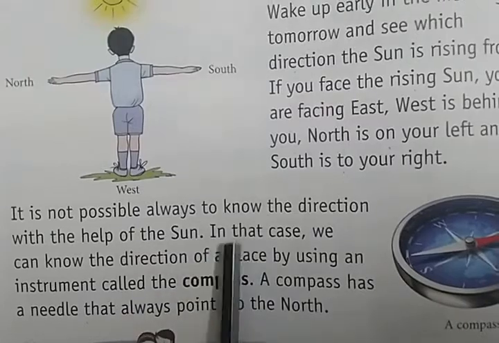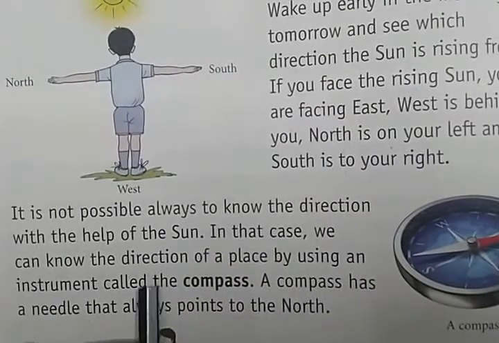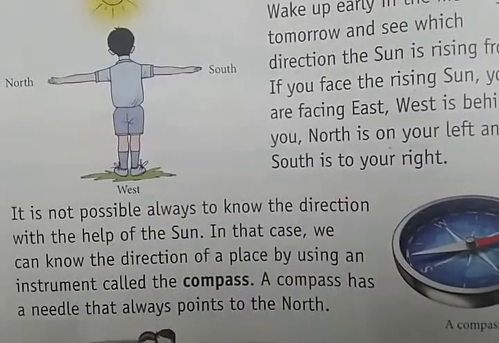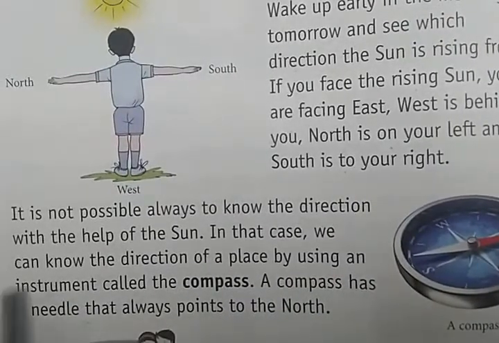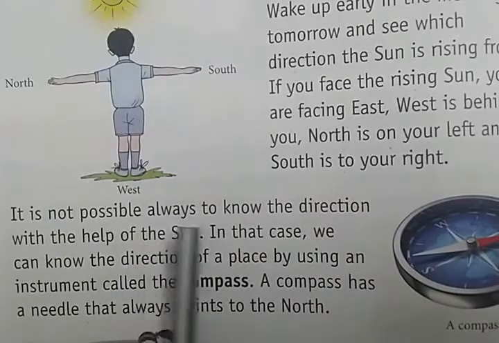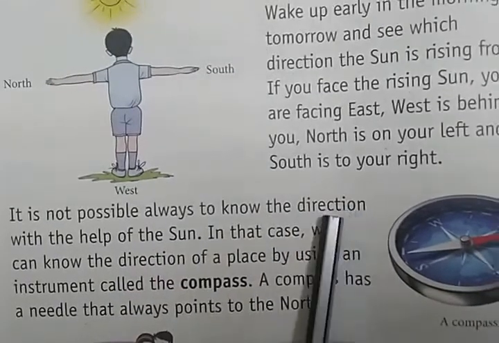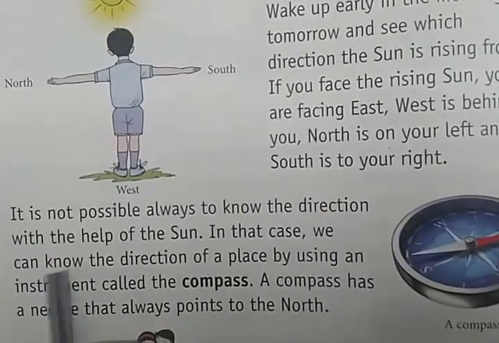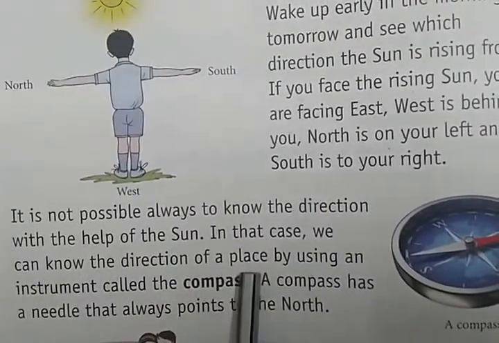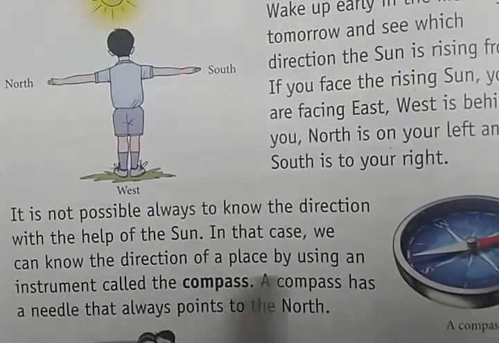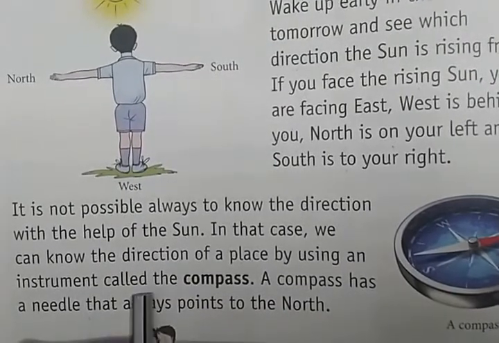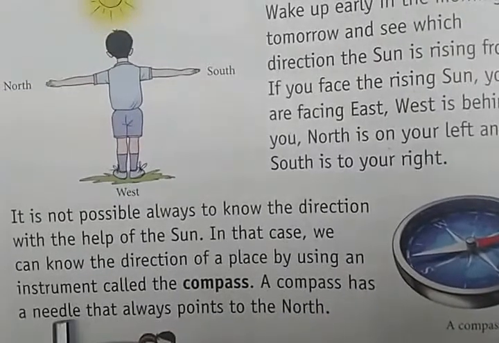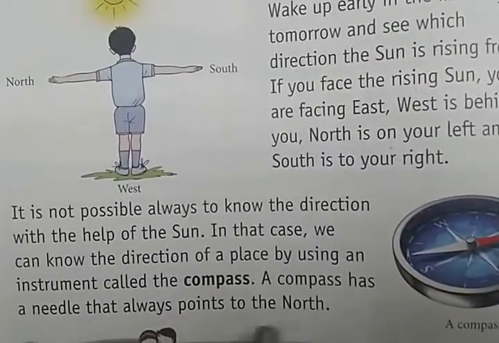In that case we can know the direction of a place by using an instrument called a compass. Okay, see, it is not possible always to know the direction with the help of the sun. In that case we can know the direction of a place by using an instrument called a compass. A compass has a needle that always points to the north.